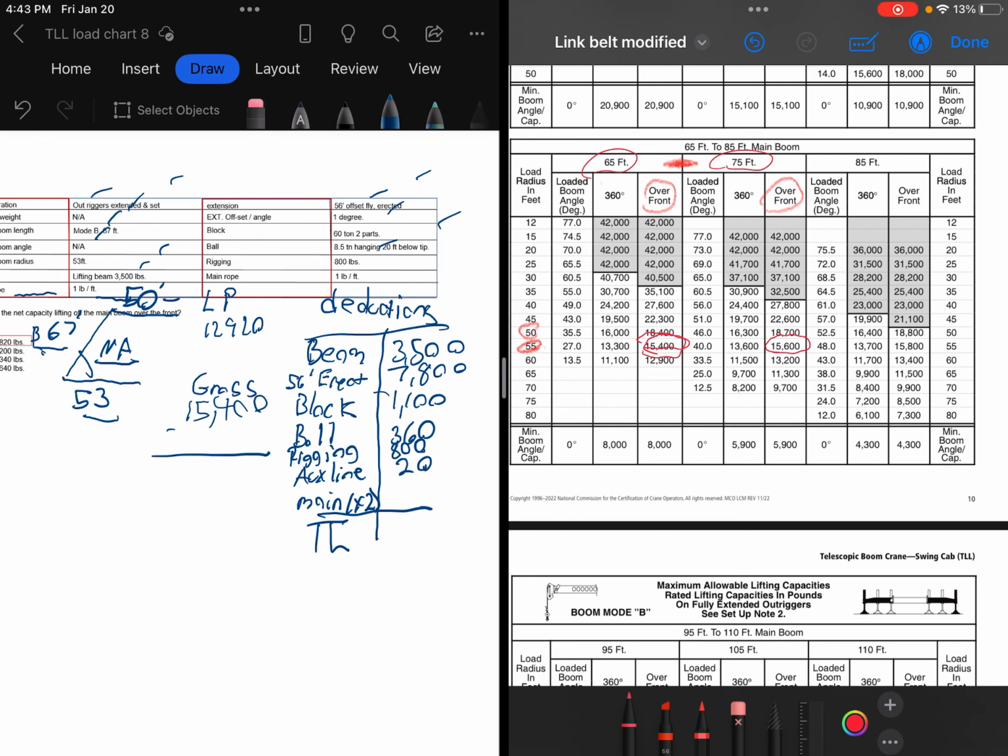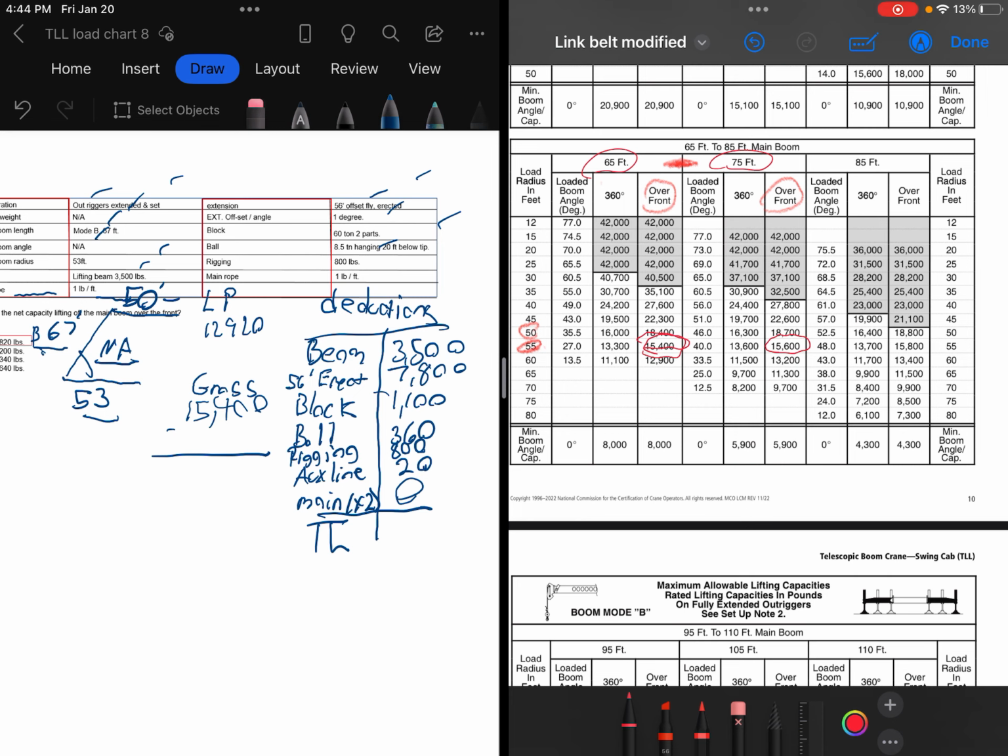Now all we need to do is figure out how many parts of line it is going to take to pick up 12,920 pounds. It's going to take 2 parts of line because 15,000 is greater than 12,920 pounds. So that means our 2 parts of line are both going to be in use. So we don't have a line deduction.